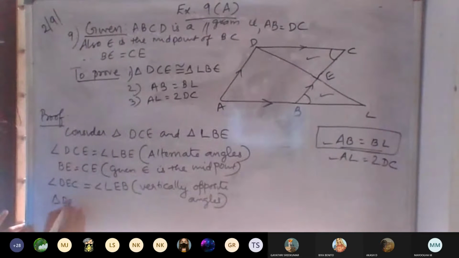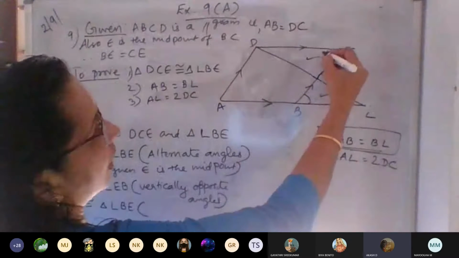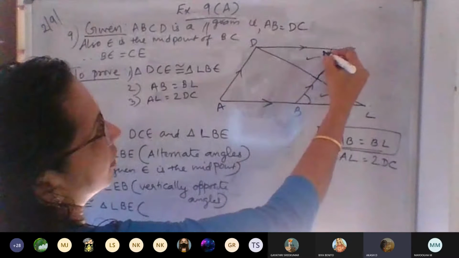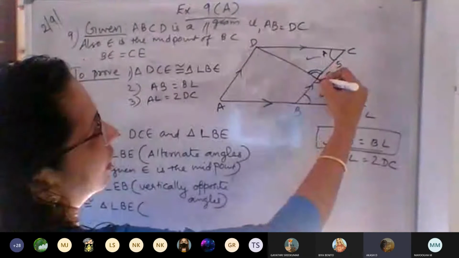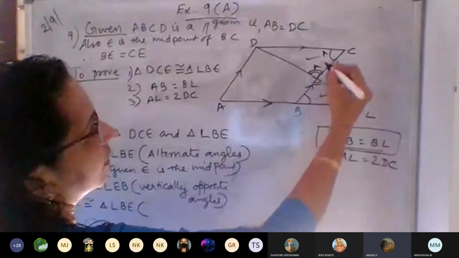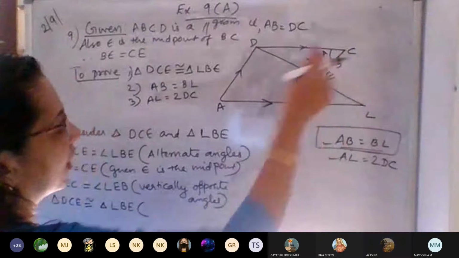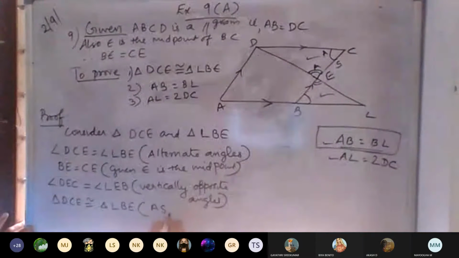Therefore triangle DCE is congruent to triangle LBE by ASA. Here, angle, side, angle, so ASA.